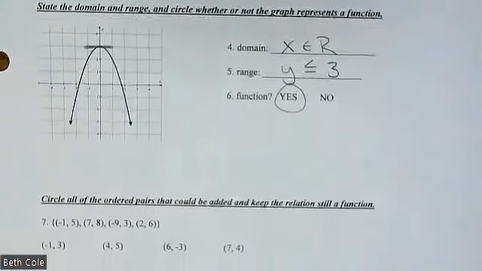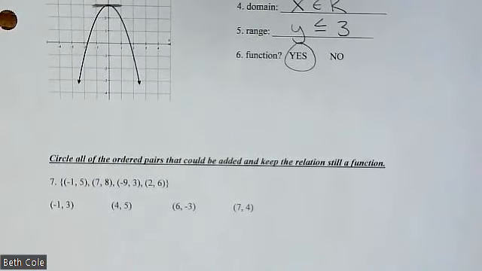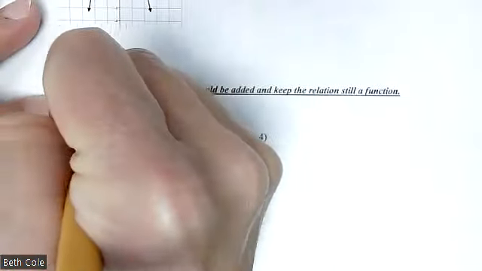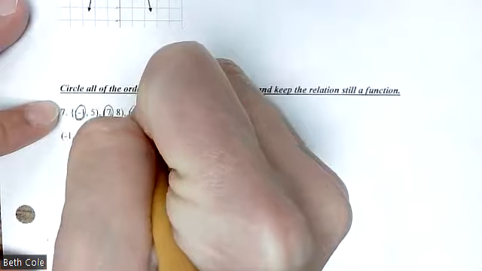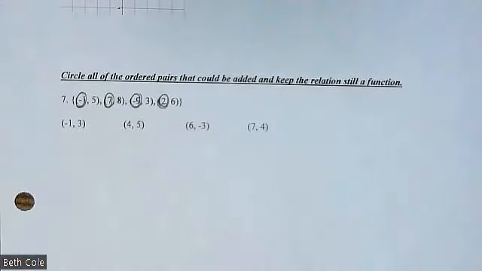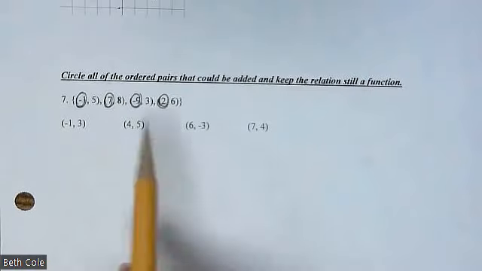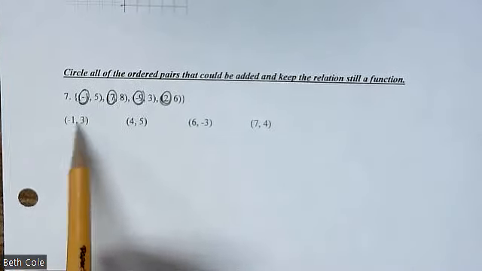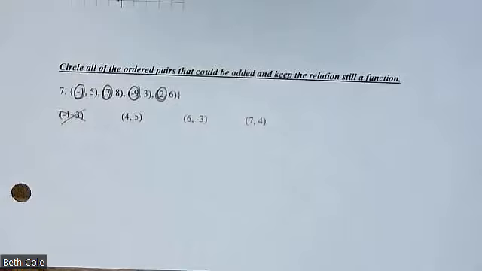All right, this one, we're going to circle all of the ordered pairs. So that means there could be more than one answer that you could add in and have it still be a function. So your x's can't repeat. Look, you have -1, 7, -9, and 2. So you can't pick anything with those numbers in. So could you include this first point? No, because it's got a -1.